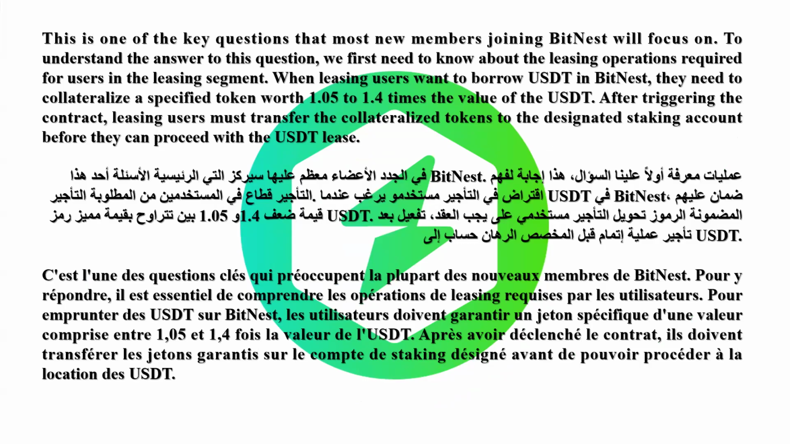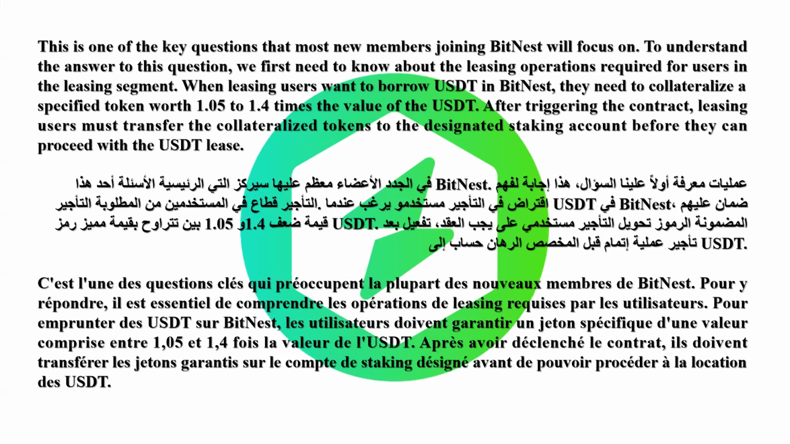So this is one of the key questions that most new members joining BitNest will focus on. So to understand the answer to this question, we need to know about the leasing operation required for users in the leasing segment. When leasing users want to borrow USDT in BitNest, they need to pledge a specific token worth 1.05 to 1.4 times the value of the USDT. Right. So after triggering the contract, leasing users must transfer pledged tokens to the designated staking account before they can proceed with the USDT lease. Okay.